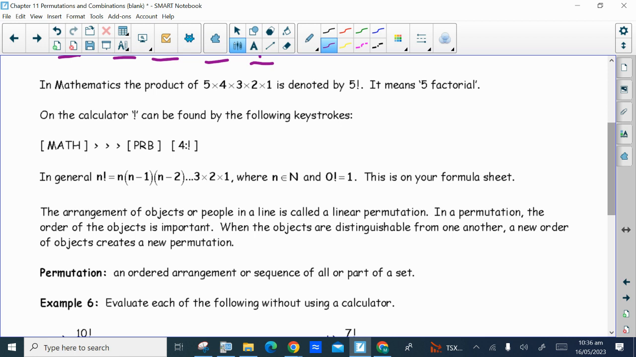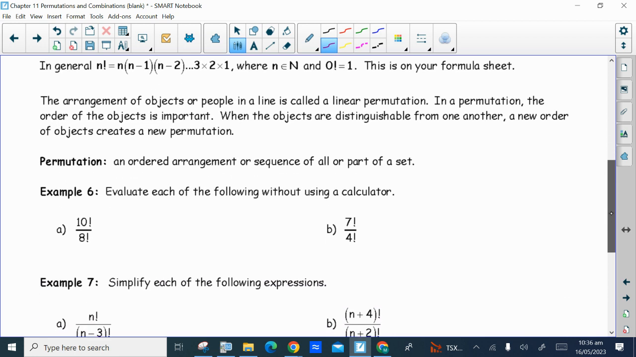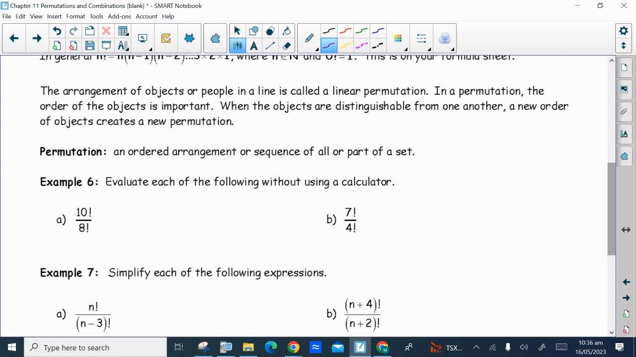So we've been talking about arranging objects or people in a line. This is called a linear permutation. With a permutation, the order of the objects is important. When objects are distinguishable from one another, a new order of objects creates a new permutation. So a permutation is an arrangement or sequence of all or part of a set. That's what we have been doing today. We have been doing permutations.